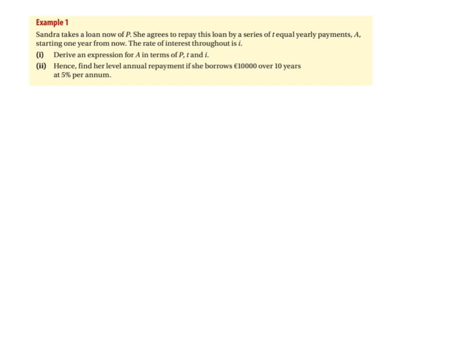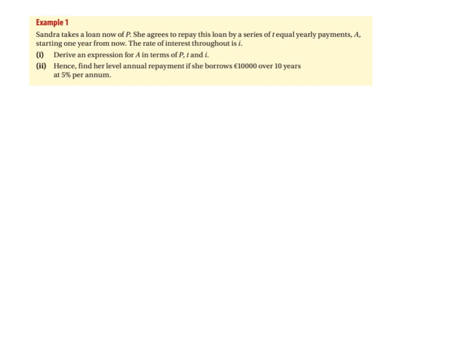So it says here, Sandra takes a loan now of P. She agrees to repay this loan with a series of T equal yearly payments, A, starting 1 year from now. The rate of interest throughout is I. Now, this is the important bit: it starts 1 year from now. Okay, so let's have a look at what's going to happen.